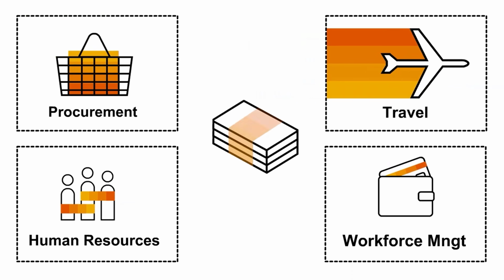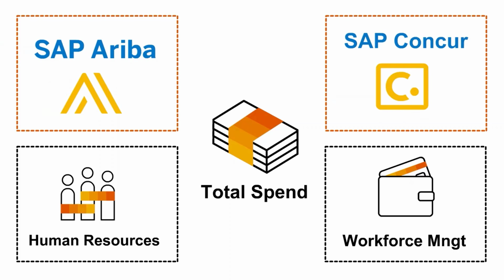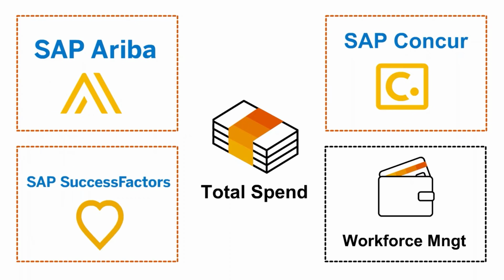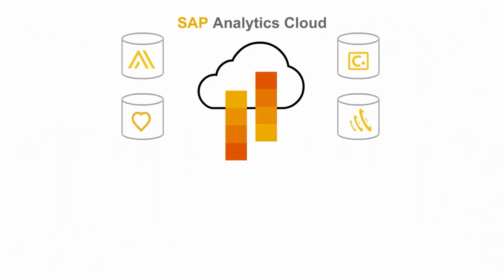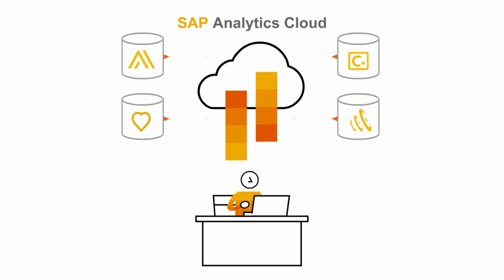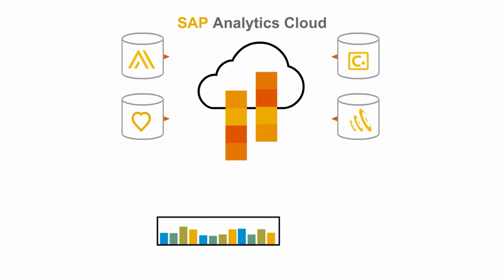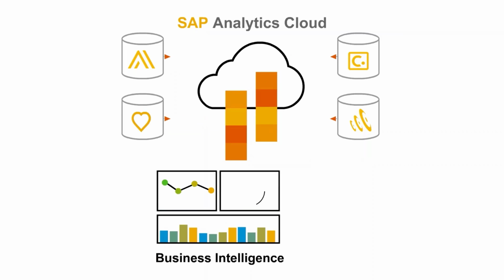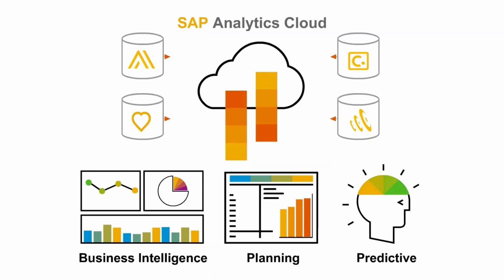Let's assume that in your total spend scenario you use Ariba for procurement, Concur to manage your travel expenses, SuccessFactors for personnel, and Fieldglass to keep track of the external workforce. You can use SAP Analytics Cloud as your single source of truth by connecting to and evaluating data from these data sources. The unique, one simple cloud approach allows SAP Analytics Cloud to deliver BI, planning, and predictive functionality in a seamless experience for all spend categories across the company.